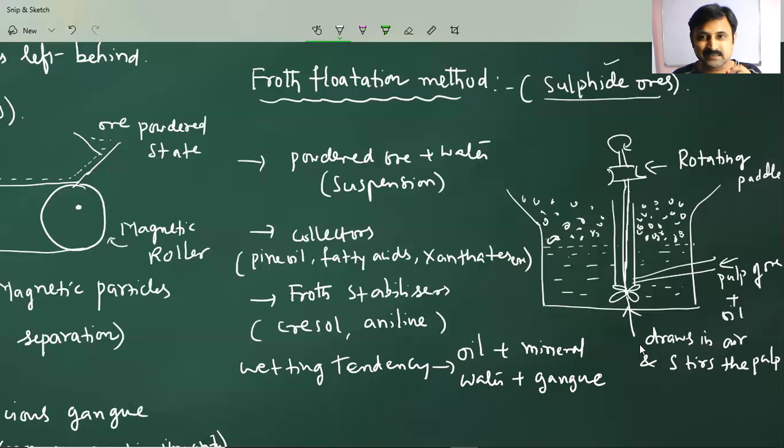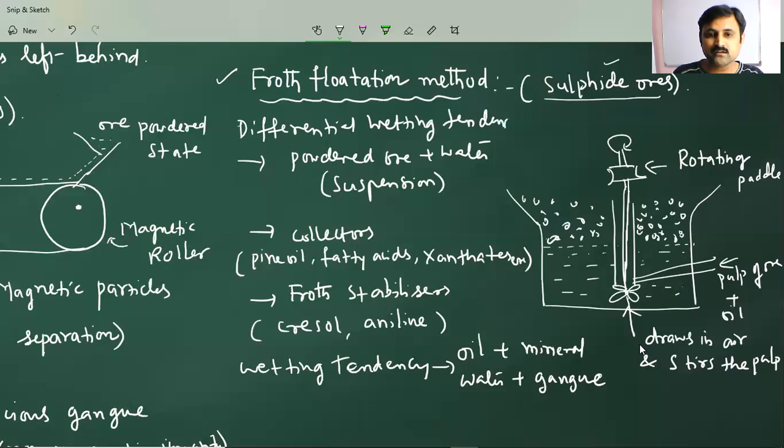So the main principle of froth flotation is the differential wetting tendencies of the particles. Differential wetting tendencies of particles is the principle involved in froth flotation.